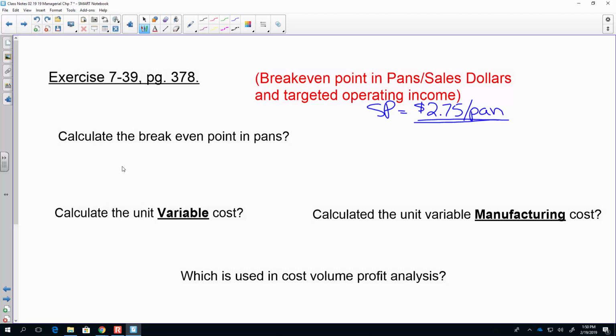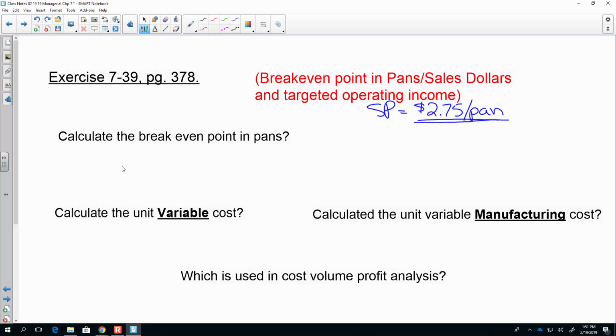That's a cheap frying pan, guys. Wow. The variable costs are shown as a per unit number. Their fixed cost is in total, both manufacturing and administration. Compute the number of pans that Werner must sell to break even.